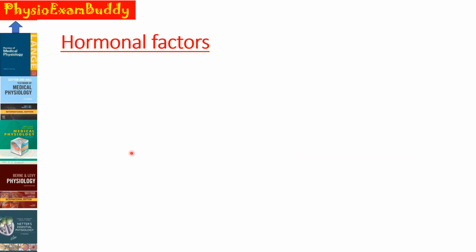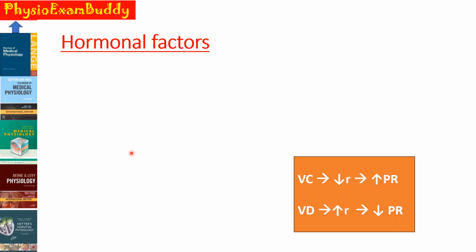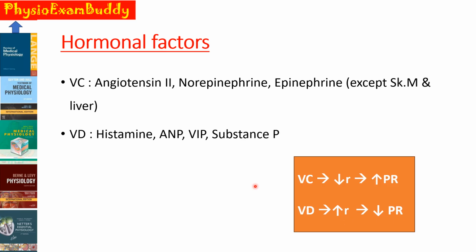Next is the hormonal factors. Same here, the hormones which cause vasoconstriction will decrease the radius and increase the peripheral resistance, whereas the hormones which cause vasodilatation will increase the radius and thereby decrease the peripheral resistance. So vasoconstriction is caused by hormones like angiotensin 2, norepinephrine, epinephrine, except in case of skeletal muscle and liver.